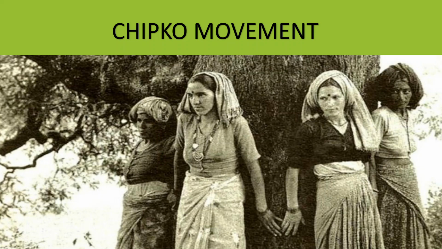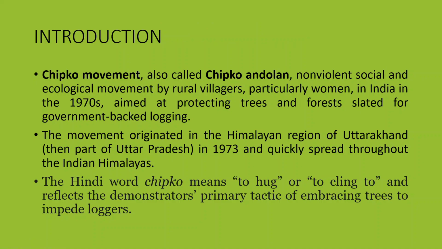So first of all, we learn: what is the Chipko movement? The Chipko movement, also called Chipko Andolan, is a non-violent social and ecological movement by rural villagers, particularly women, in India in the 1970s, aimed at protecting trees and forests slated for government-backed logging.